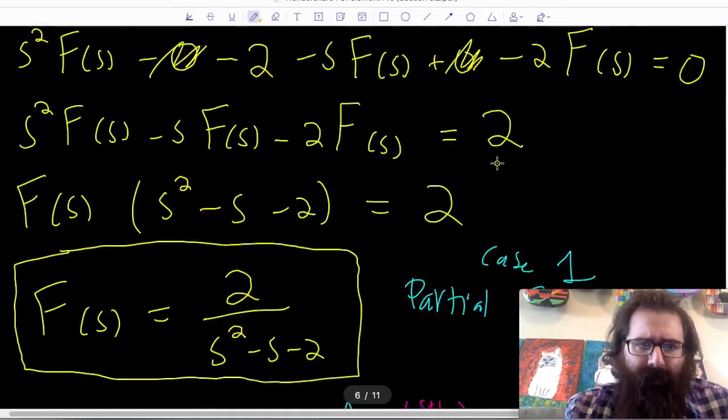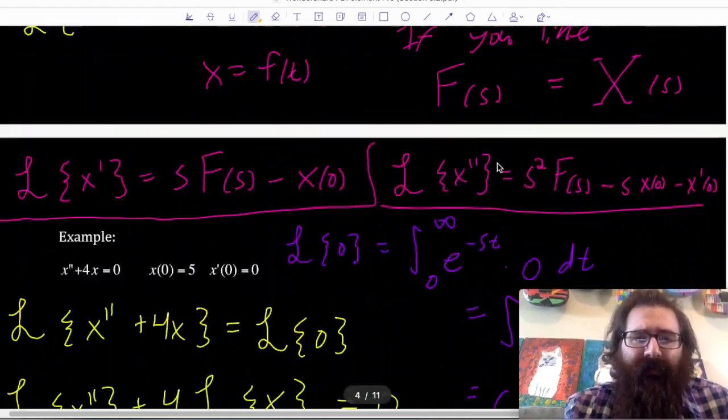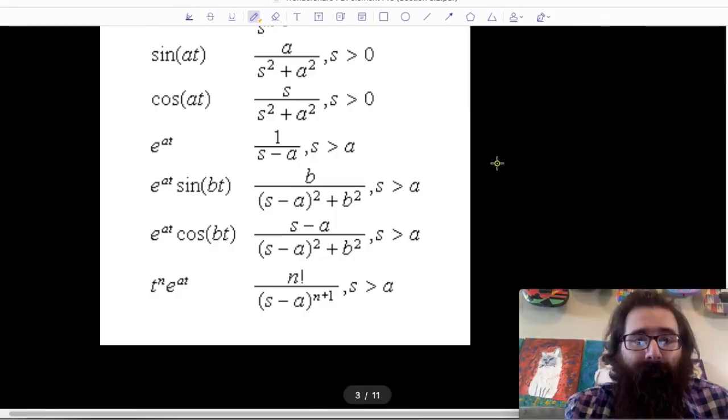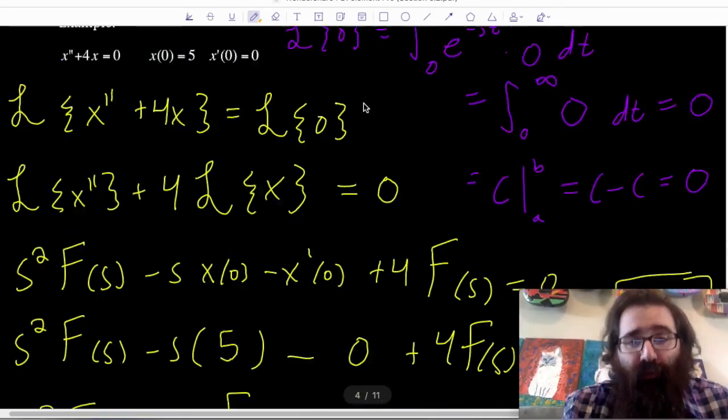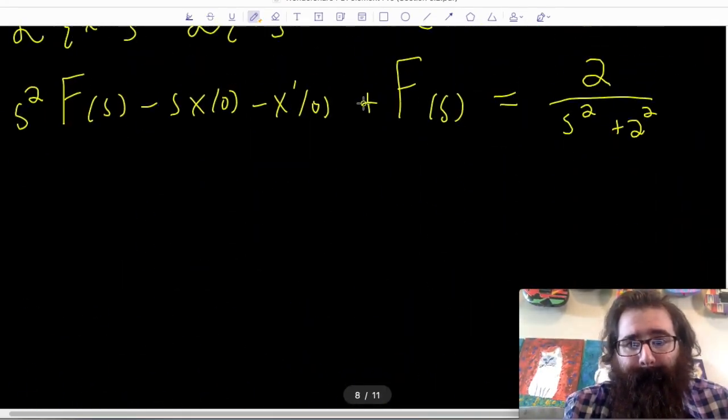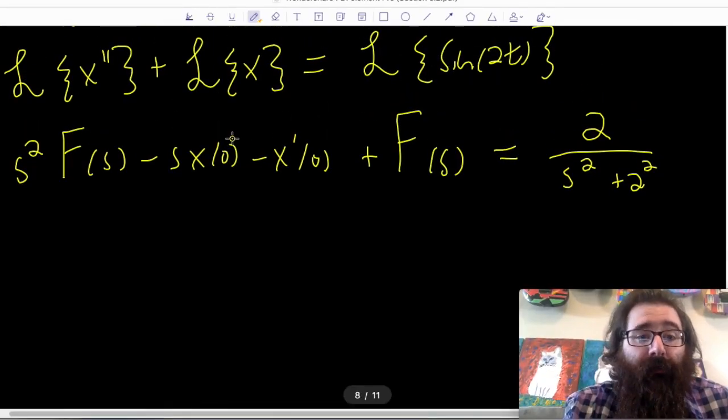And let's go back to the table, because I think it's important to see it to make sure that I'm not just lying, like I usually am. Just kidding. Sine of at is a over s squared plus a squared, and we had sine of 2t, so we said 2 over s squared plus 2 squared. Yes. So it looks good to me.